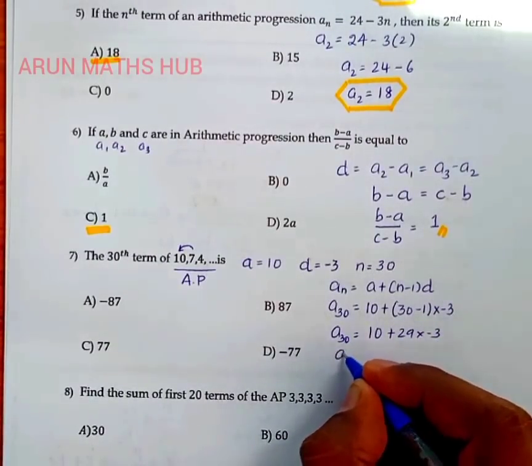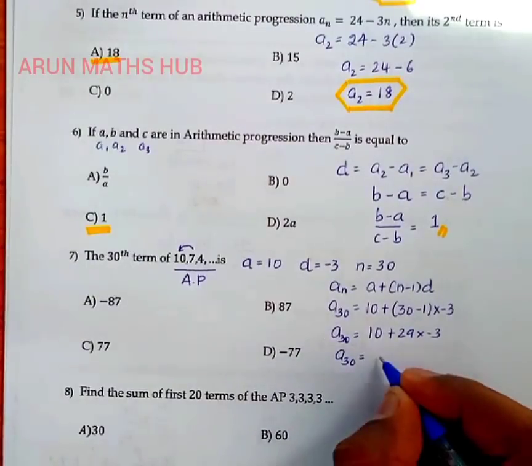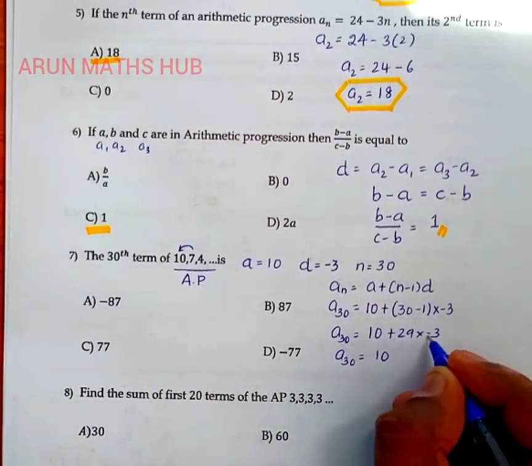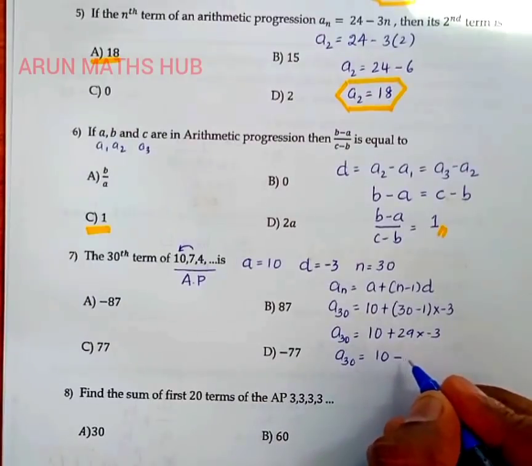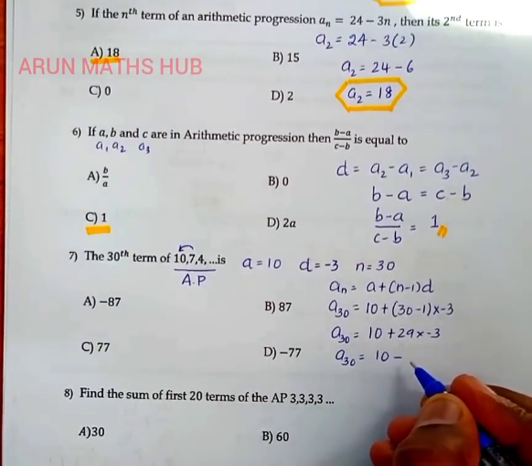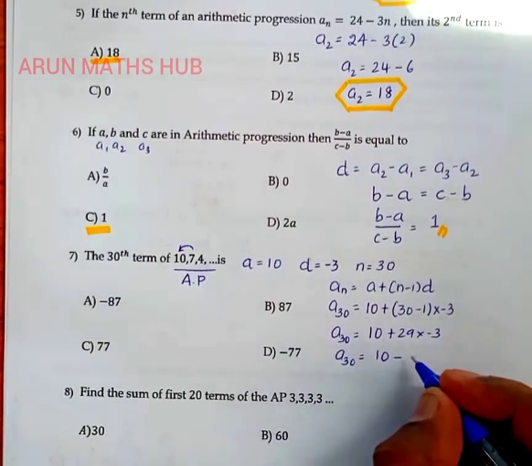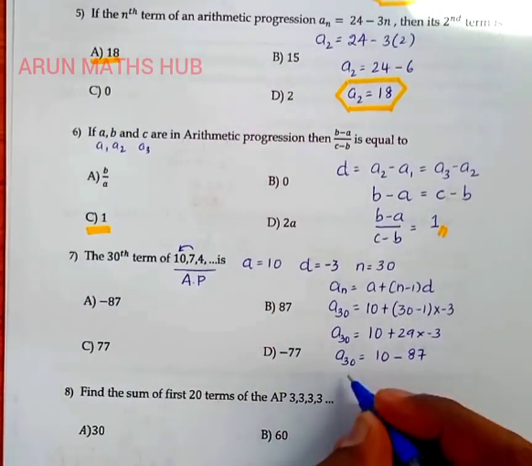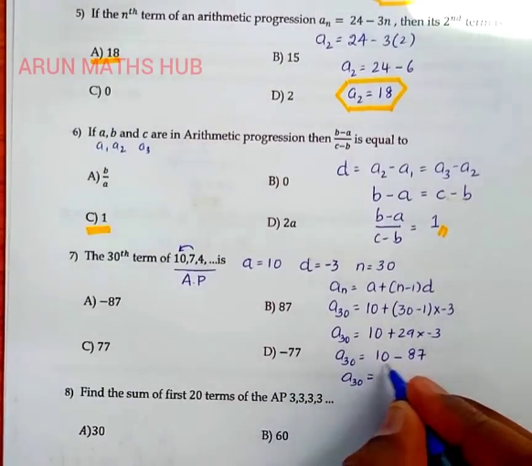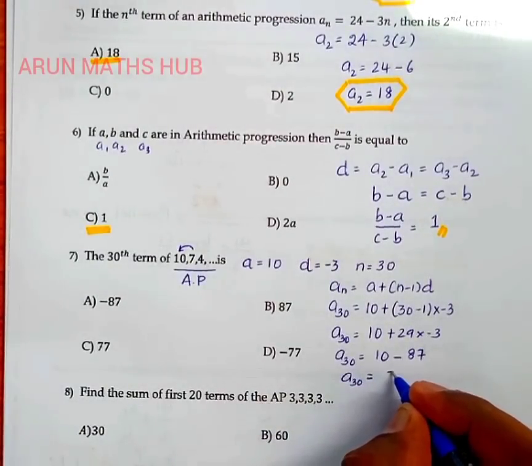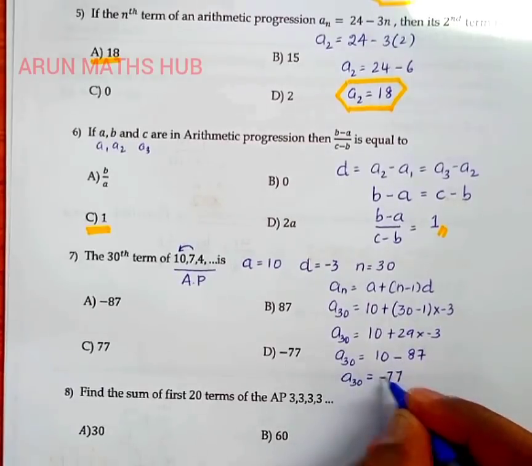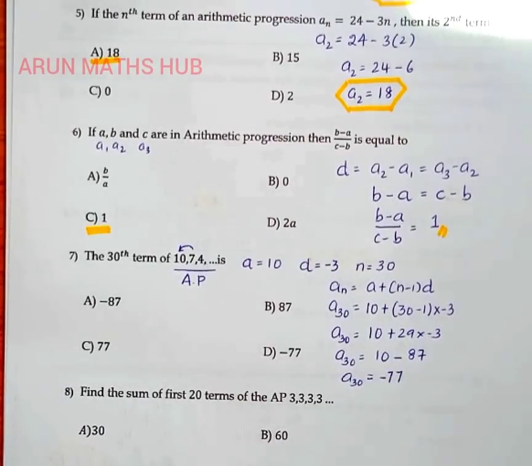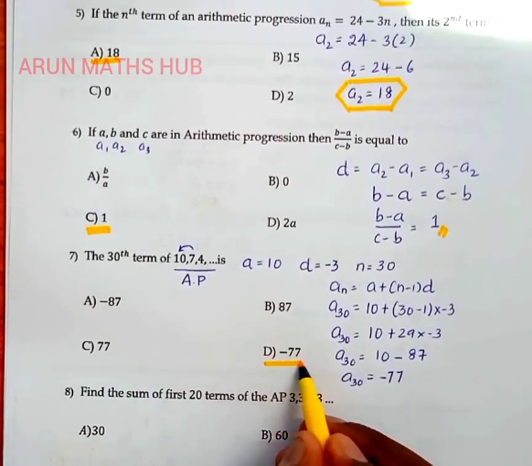So the 30th term a30 equals 10 plus 29 times minus 3. 29 times 3 is 87. Therefore, 10 minus 87 is minus 77. 87 minus 10 is 77, and the bigger number's sign is minus. Therefore, the 30th term is minus 77.